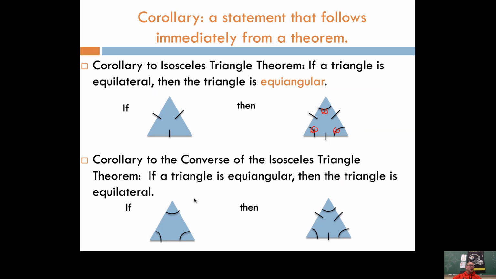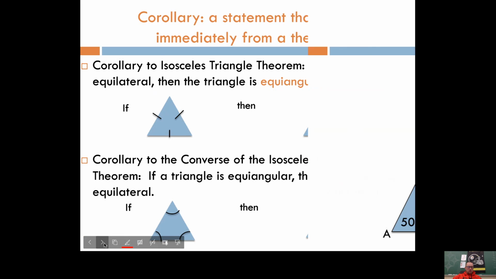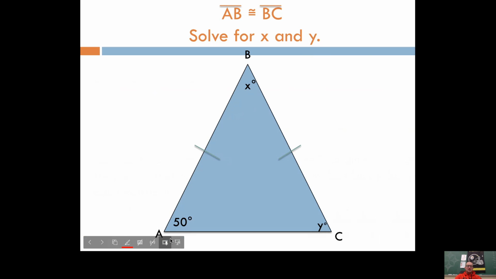Now, there's a converse to that. If a triangle is equiangular, then it's equilateral. If all the angles are the same, then all the sides are the same. Now, we can't determine how long the sides are. They could be a lot of different things. All the sides are the same, but they could be any length. We'll do this example next video.